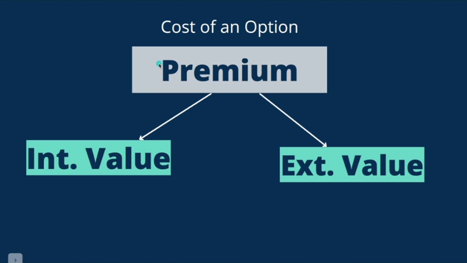So the premium of options is going to consist of intrinsic value and extrinsic value. Okay, if you have an in-the-money option, a certain portion of that in-the-money option will consist of intrinsic value, and a certain portion of that option contract or the premium will be extrinsic value. And something to know is out-of-the-money options will have zero intrinsic value, okay?